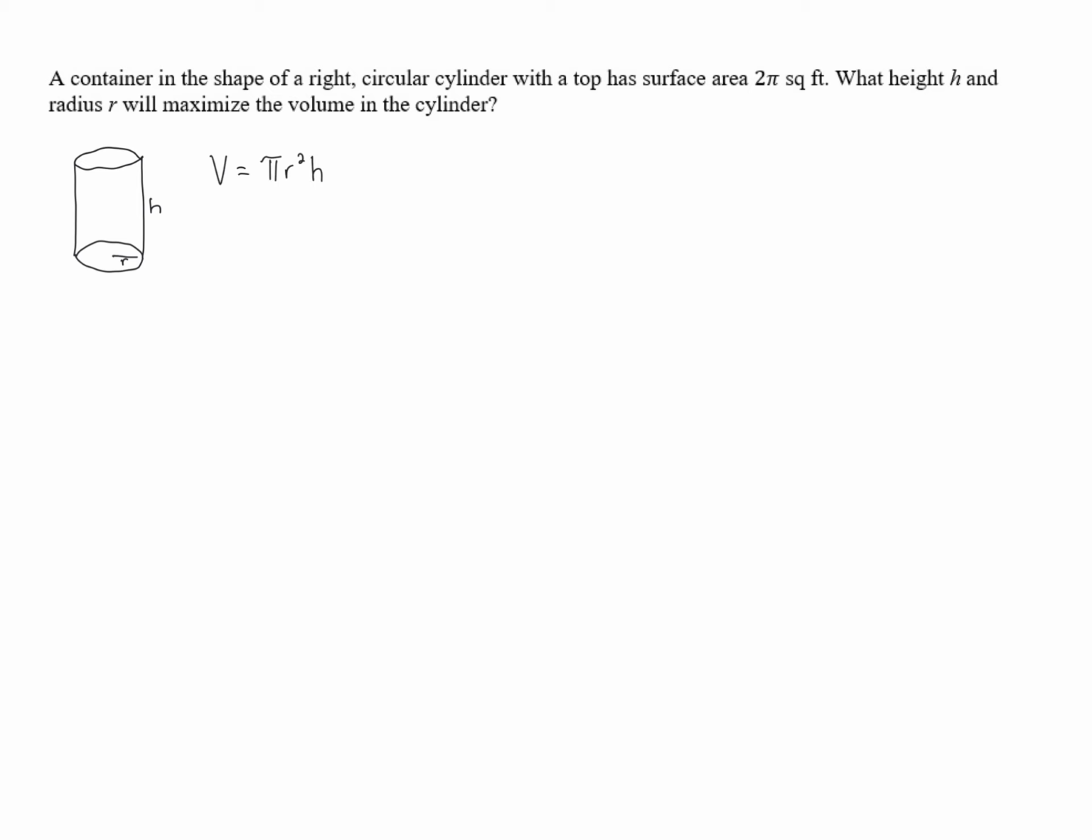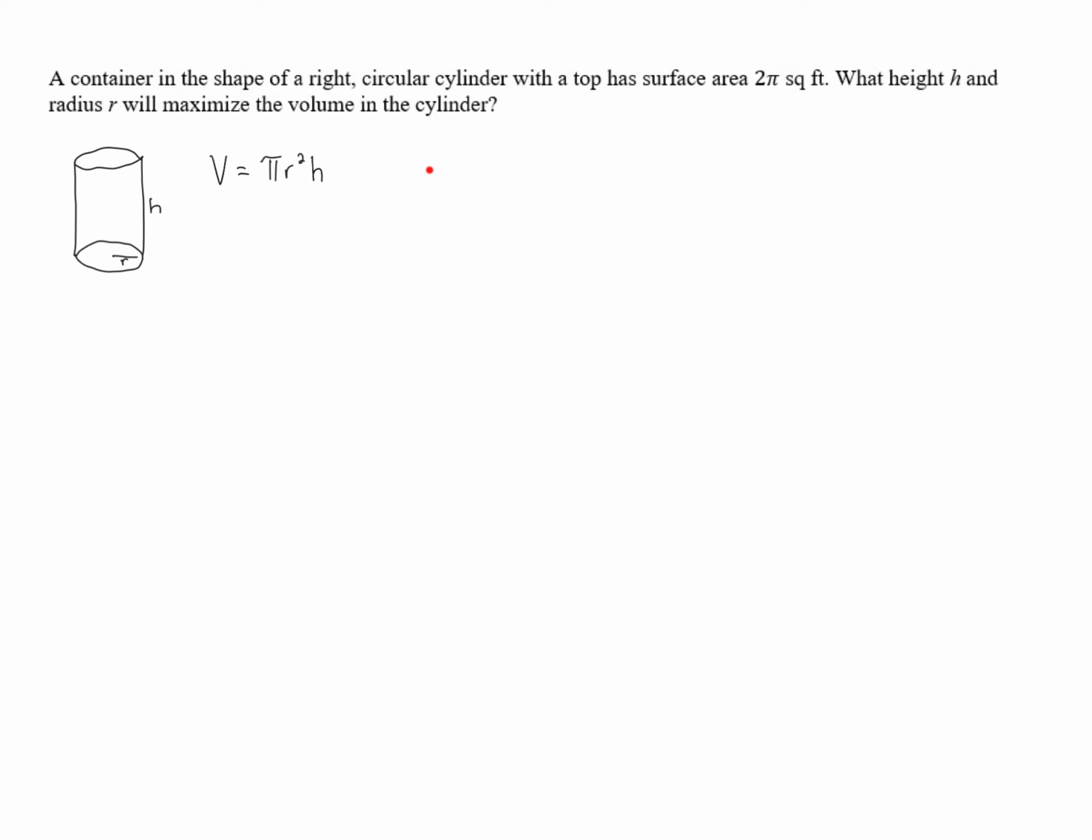we said was h. Now, we can't deal with this like it is, because when we want to find the critical numbers, we're going to have to differentiate, and we need volume to be a function of just one variable, not two. But we have a piece of information we haven't used. The surface area is 2 pi, and we can use that to find a relationship between the radius and the height, so we can solve for one of those in terms of the other.